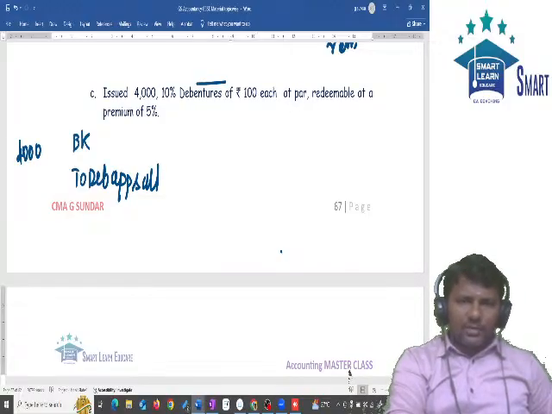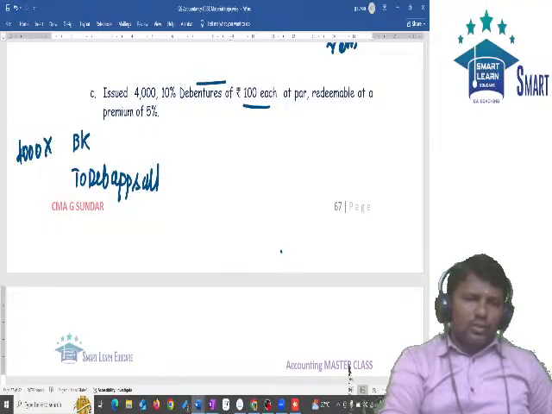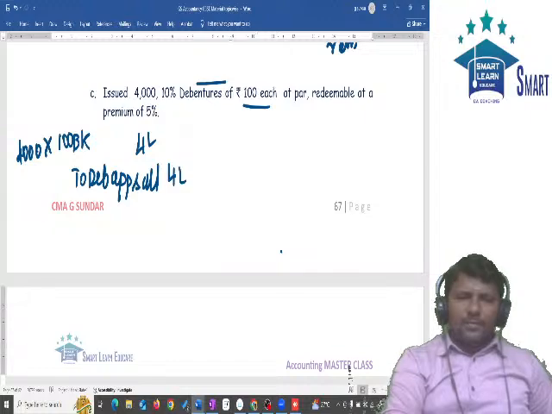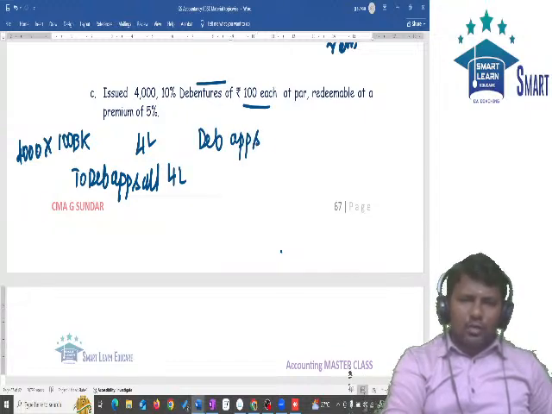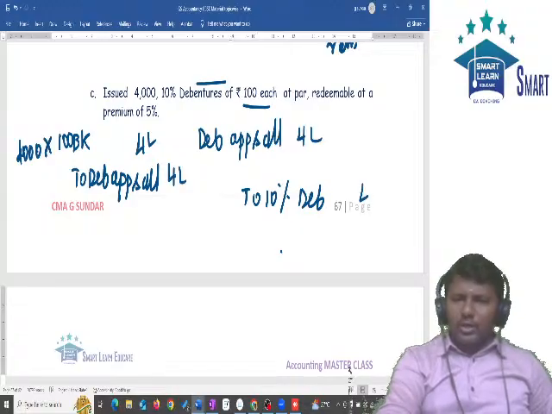4,000 is the number of debentures, into what is the rate? 100 is the rate. 4,000 into 100 will give you 4 lakh. And debenture application and allotment account debit, that is also 4 lakh, to 10 percentage debenture. Issue entry over.